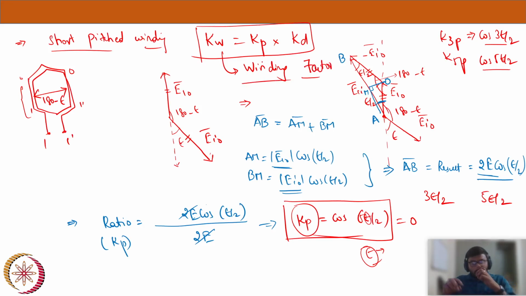So if your coil is both distributed and short pitched, you will get a voltage which is reduced by this particular winding factor. You just have to multiply the pitch factor and distribution factor, and you get the winding factor. You multiply this winding factor with the resultant voltage, and you can know what is your actual voltage you will get with this kind of winding, which is both distributed and short pitched.